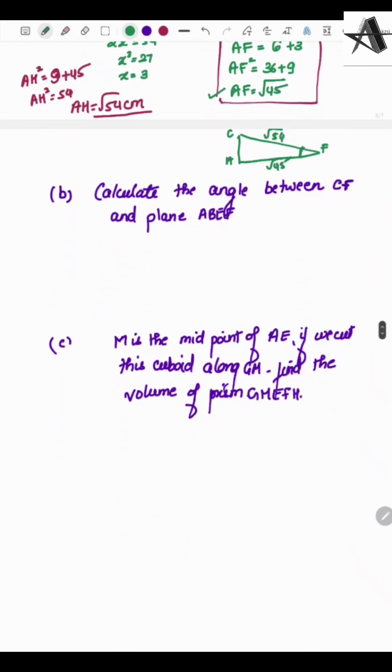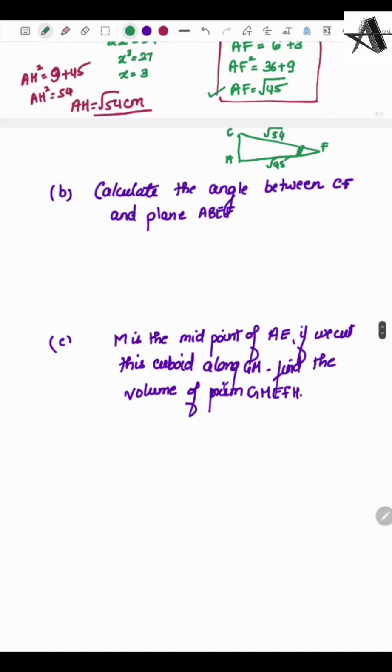If I want to calculate this angle, labeling it, the side opposite to it is opposite. This is adjacent, and definitely this is hypotenuse. So which two sides do I have? I have hypotenuse as well as adjacent. So I need to apply cos theta.